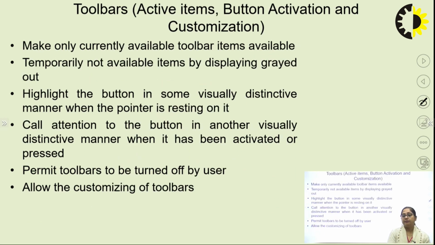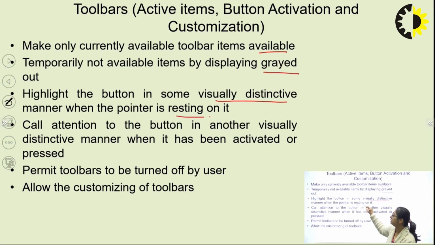Now, active items, button activations and customization. So, make only currently available toolbar items available. Temporarily unavailable items should always be shown in gray color. Grayed out means inactive buttons at present. Highlight the button in some visually distinctive manner when the pointer is resting on it.